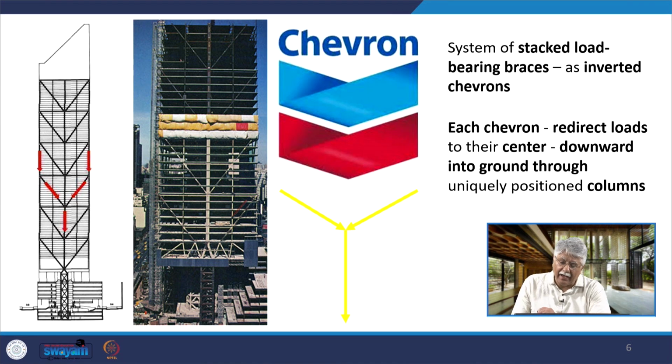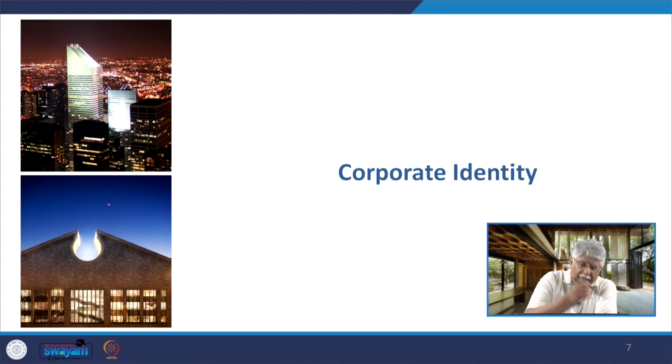And then the mechanism was to have load bearing braces like this, as you can see here, these load bearing braces in the form of inverted chevrons, and the load transfer would take place from the floor plates to these diagonal braces, going down in this central spine like this and to the column and then to the ground below. So each chevron redirected the load to its center, downward into the ground through this uniquely positioned column.